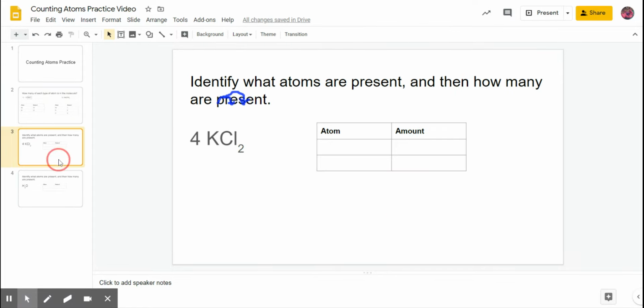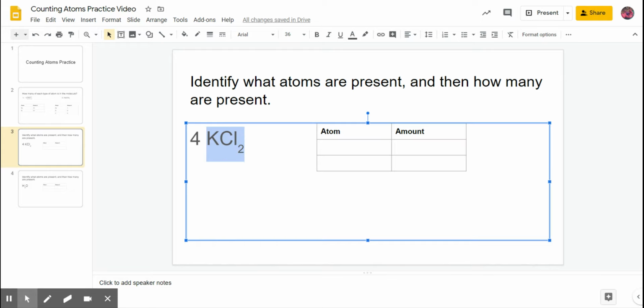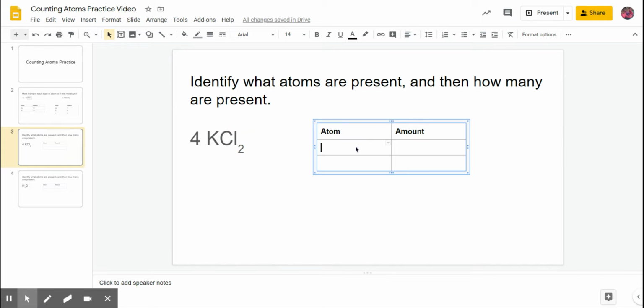Alright, let's move on to problem number 3. So identify what atoms are present, and then how many are present. So a little more complicated. Now we have to say which atoms are here, and then how many of these atoms are here. So let's start just by looking at the molecule. We've got KCl2. So how do I tell what elements there are?